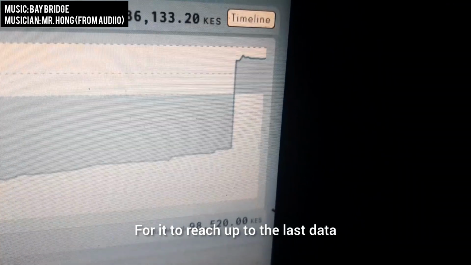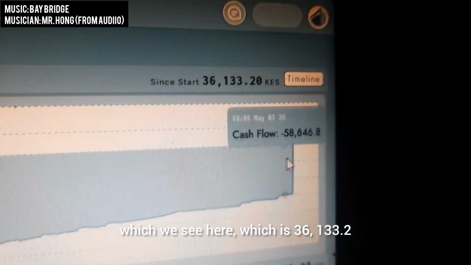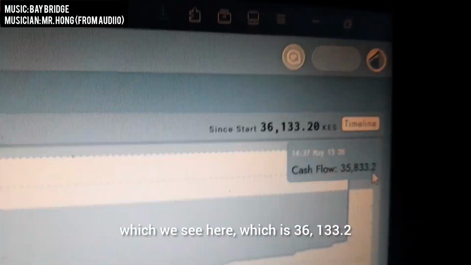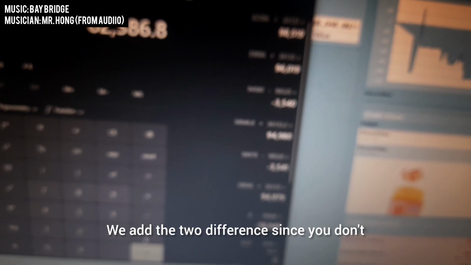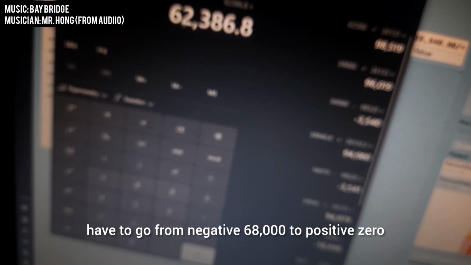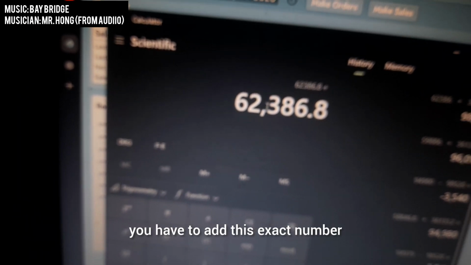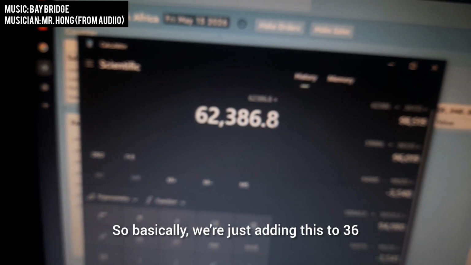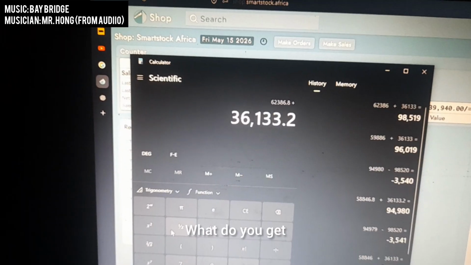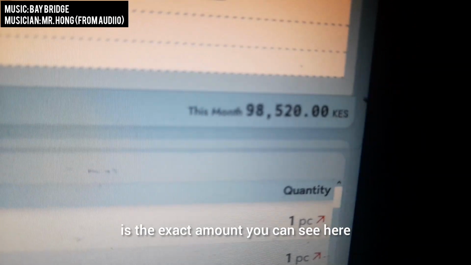62,386.8 to reach up to the last data which we see here, which is 36,133.2, we add the difference. Since in order to go from negative 68,000 to positive 0, you have to add this exact number. So basically you're just adding this to 36. So if I add 36,133.2, what do you get? 98,520, which is the exact amount you can see here, but only for this month.